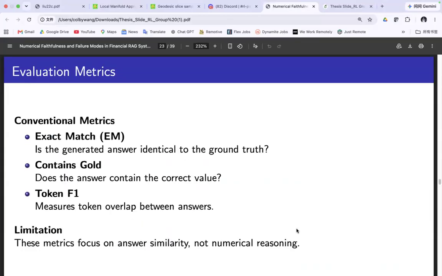The evaluation metrics are as follows. Exact match is whether the generated answer is identical to the ground truth. Contains gold means does the answer contain the correct value. Token F1 measures token overlap between answers. The limitation is that these metrics focus on answer similarity, not numerical reasoning, especially if the golden answer is only a number and doesn't contain text.